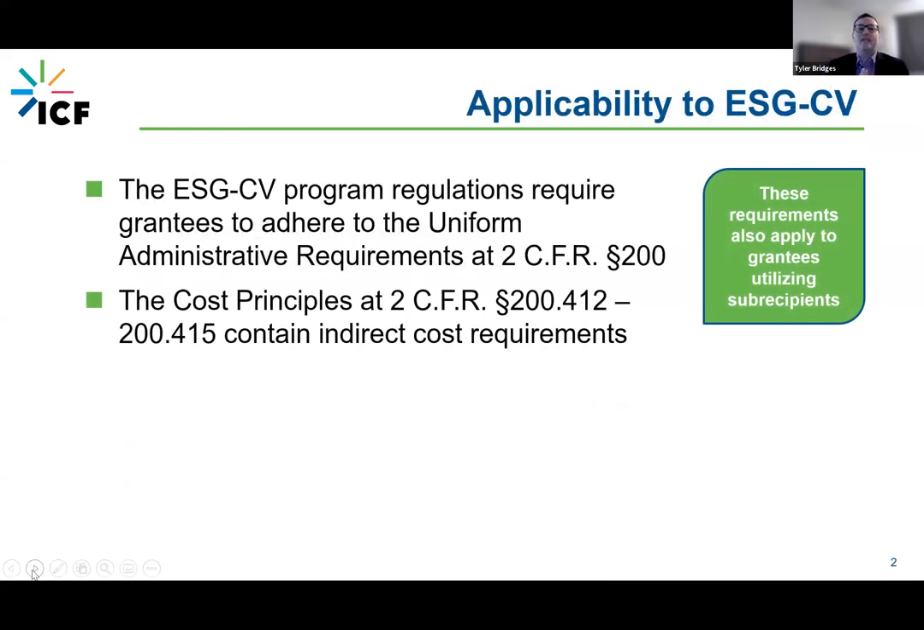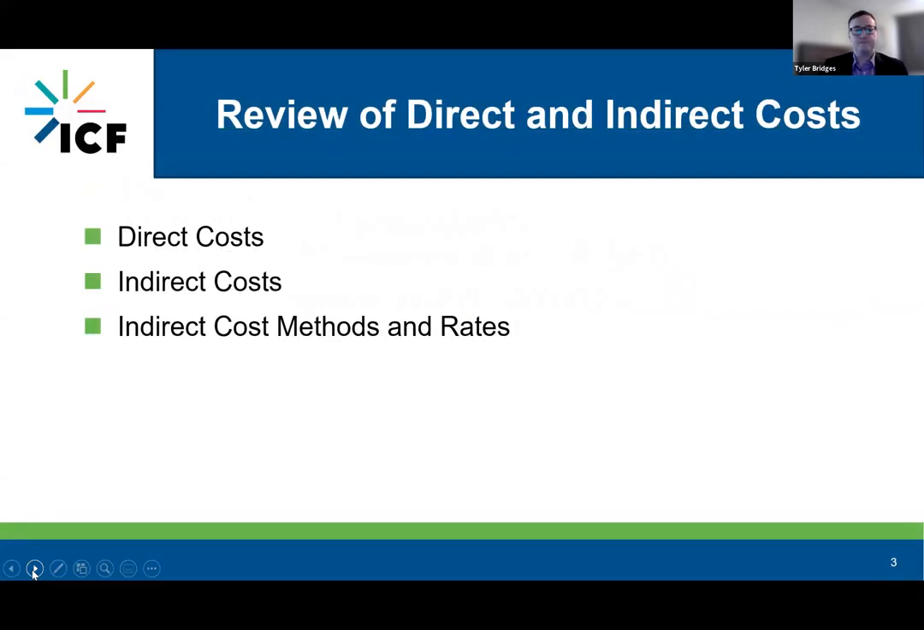Requirements regarding direct and indirect costs are located in the Uniform Administrative Requirements at 2 CFR 200, and more specifically, the cost principles at 2 CFR 200.412 through 415. So first we'll look at direct costs, indirect costs, and indirect cost methods and rates.